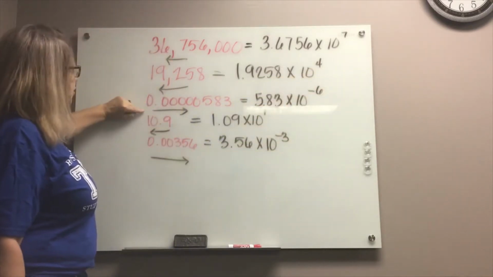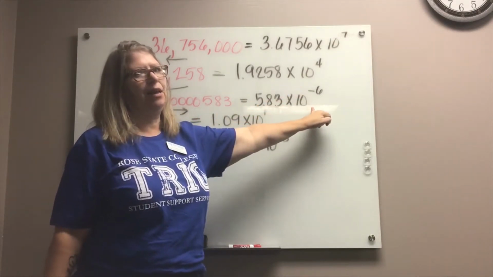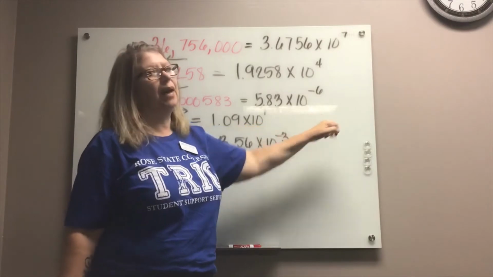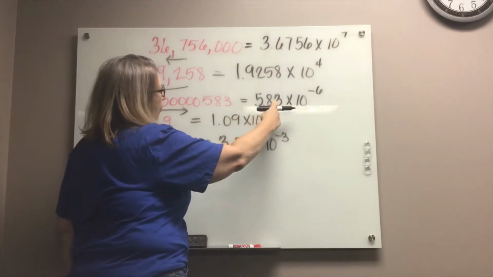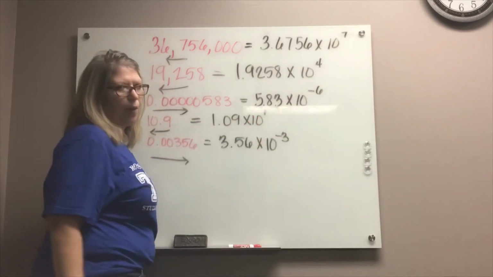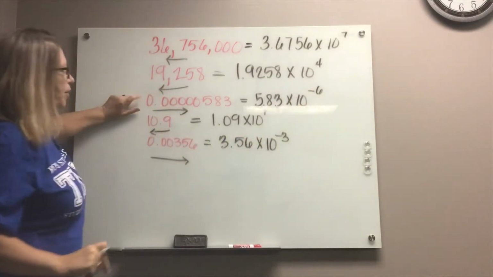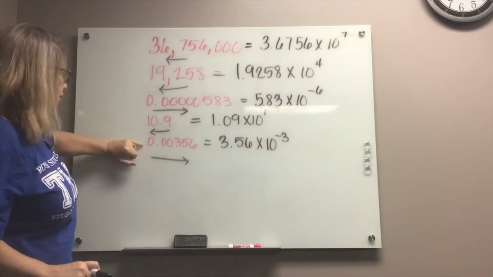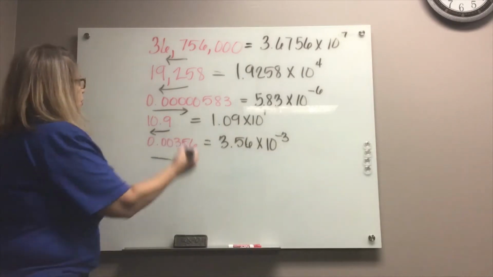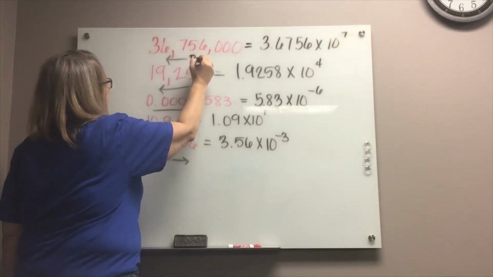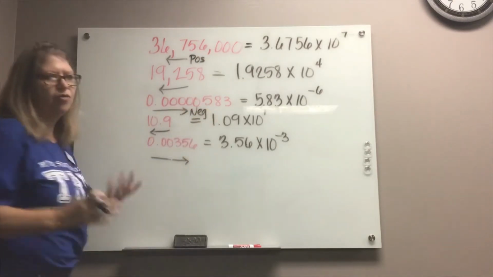When you're moving your decimal to your left, you're always going to have a negative exponent, because that's dividing, right? It's 1 divided by. So we're trying to make this number smaller, so we have 5.83 times 10 to the negative 6th power. So if we were to divide this by 10 to the negative 6, this is the number that we would get. And then we also have this one here, 3.56 times 10 to the negative 3. So just remember, to the right is positive, to the left is negative. Okay, just a quick tip.